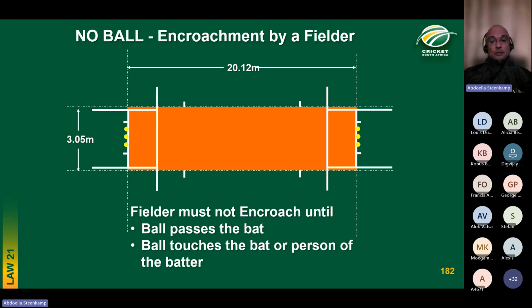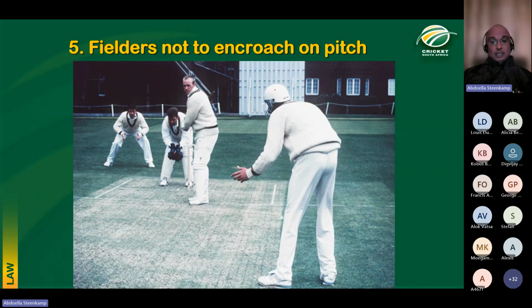When it comes to encroachment by a fielder, the law wants a fielder not to encroach onto the pitch until the ball passes the bat or the ball touches the bat or person of the batter. So this is the law. This is not allowed. A fielder is not allowed to come onto the pitch unless the ball either passes the bat or touches the bat or person of the striker. In this case, the bowler's end umpire would be in the best position to call and signal no ball.